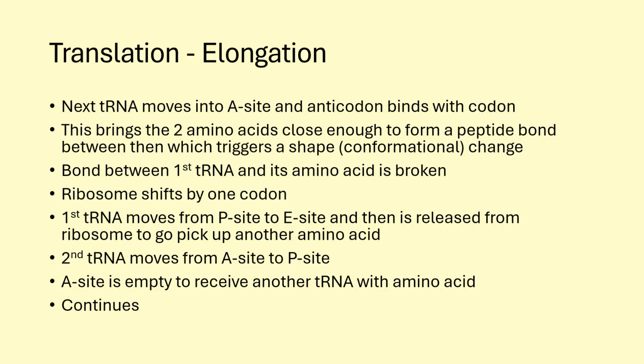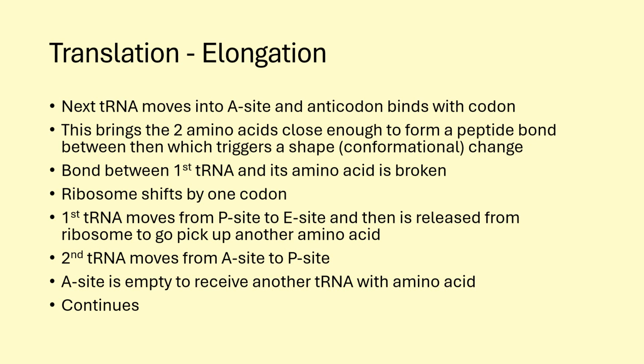Elongation is now where the empty site, remember the first tRNA went into what's known as the P site. The site right next to it is the A site. So that's where your second tRNA is going to come in and bind. How does it bind? The anticodon binds with the codon. If they are not complementary bases, they're not going to bind.